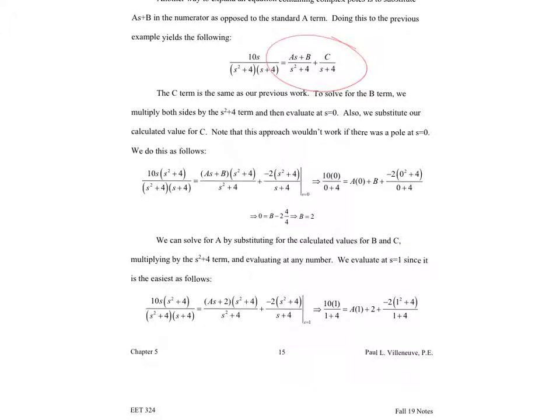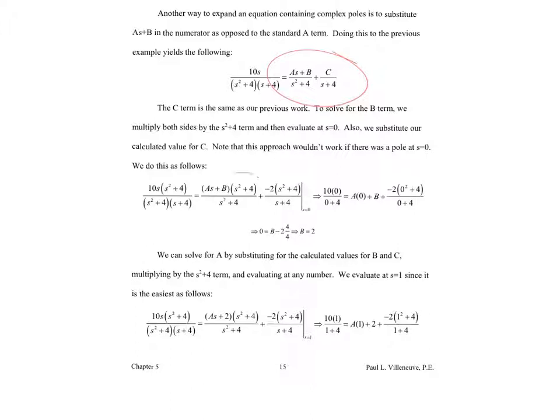Well, we're going to solve for B first. So we're going to multiply both sides by whatever is under the As plus B term. So we're going to multiply by s squared plus 4, and we're going to evaluate that not at s equals minus 4. What we're going to do is evaluate that at 0 here. And the reason we do that is because this term goes away: A times 0 equals something.